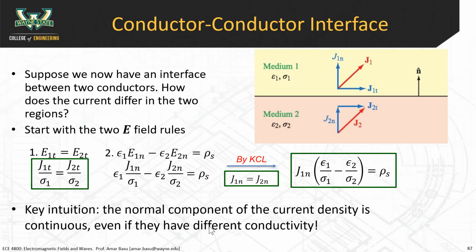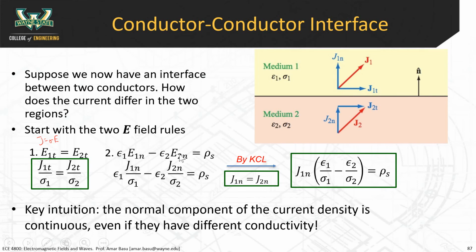Okay. At a conductor-conductor interface, this is another type of interface. This is where you go from one conductive material to another conductive material. So you have the interface between two conductors. How does a current differ in the two regions? You can start out with two electric field rules. The E1t is equal to E2t. And remember that J is equal to conductivity times E. That was how we defined current density. E1t is equal to E2t, so therefore J1t divided by sigma 1 is equal to J2t over sigma 2.